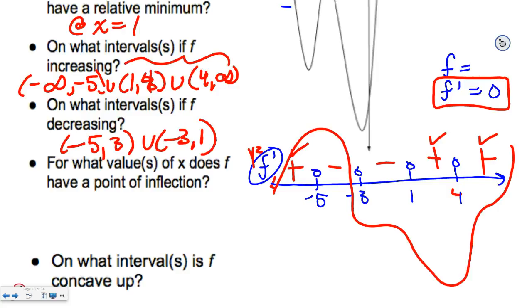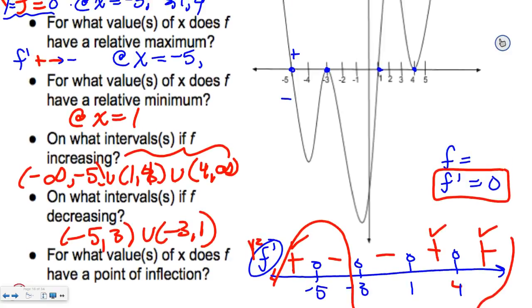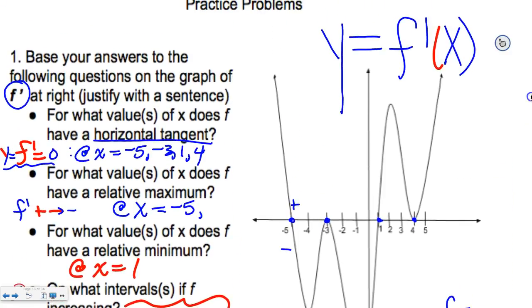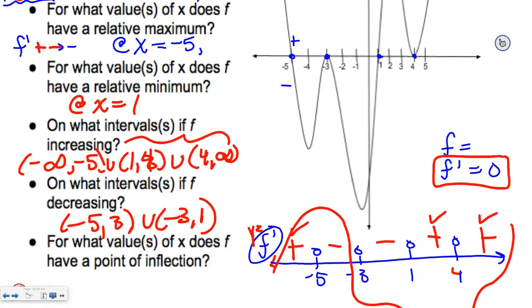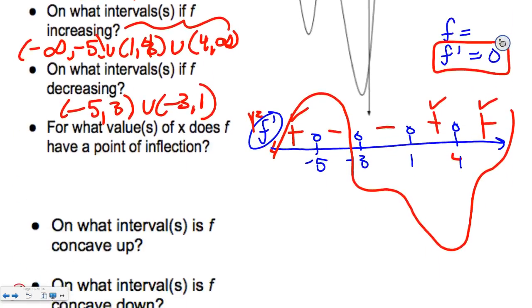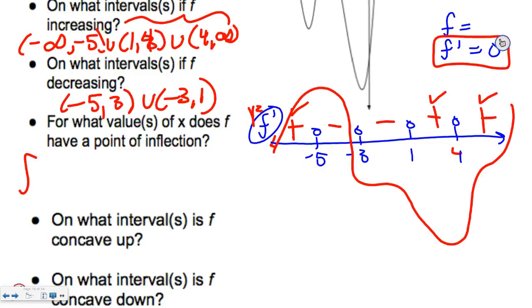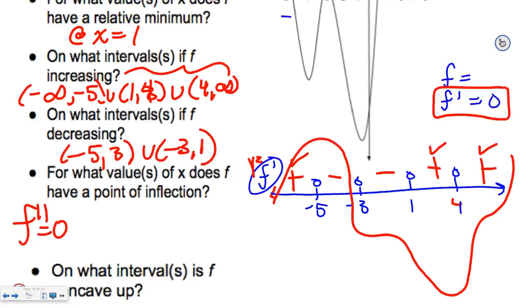For what values does x have a point of inflection? Now that I can't get from my f prime sign line because inflection points are about f double prime. But f double prime, again, watch what I'm going to do up here. F double prime is just the slope of my slope graph. So f will have an inflection point where f double prime is equal to 0. Technically where it changes signs.